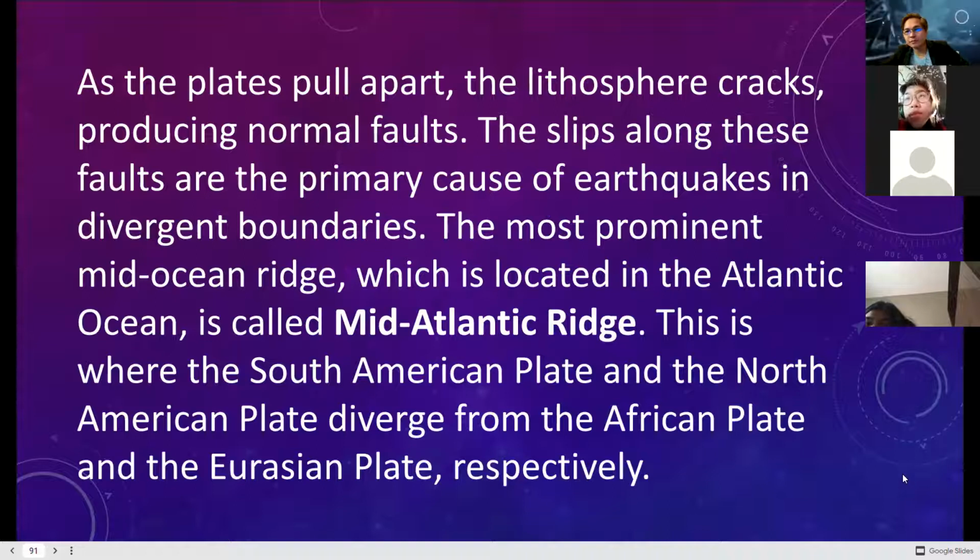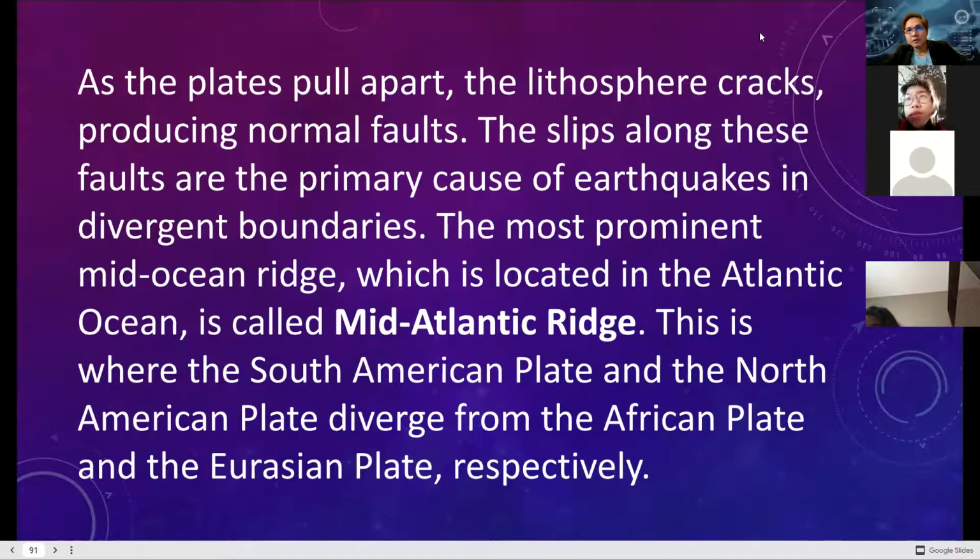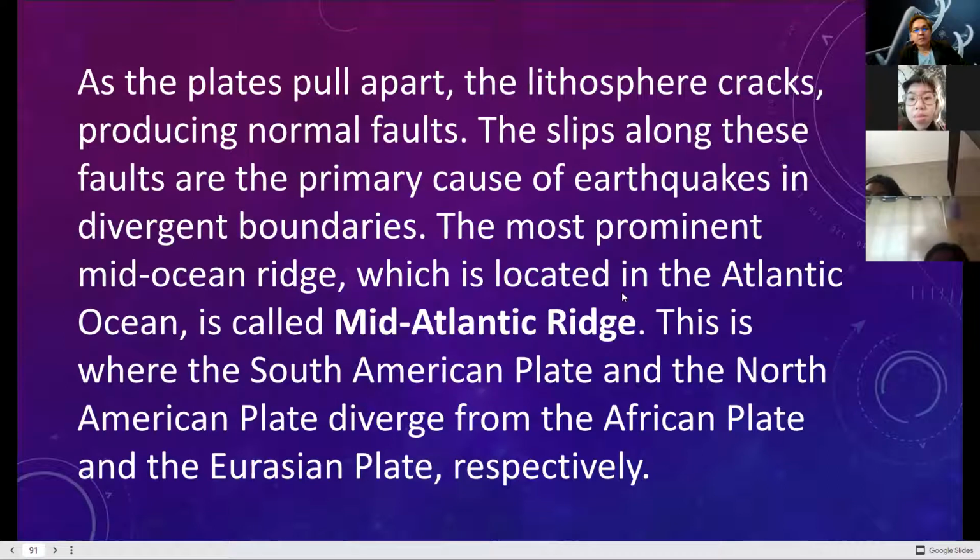Are you still with me, grade 10? Yes. Okay, that's right. You're familiar with your Pangea, right? This is how your Pangea actually broke apart because of these divergent boundaries.